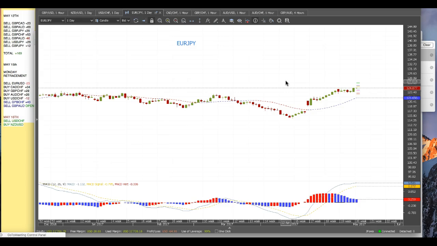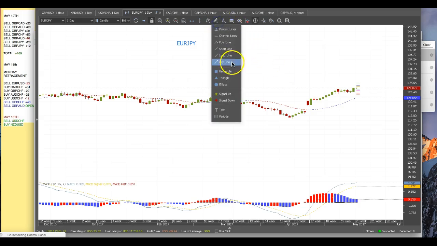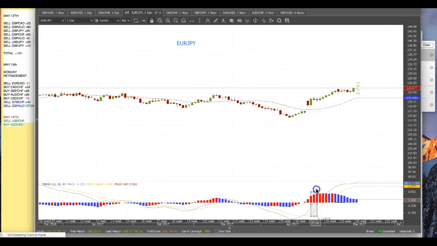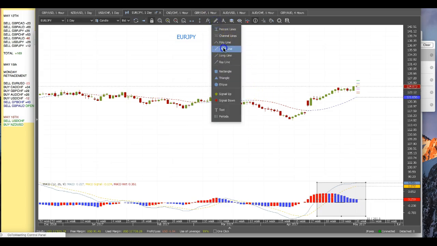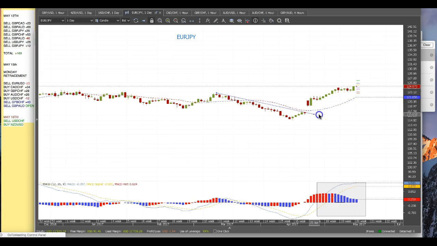A few things I look for. Number one, I look at the MACD indicator. We're looking at Euro Yen, and if you notice, on April 20th, on a daily chart, price broke above the 20 moving average line. So that's basically what we knew, that this currency pair was not in a downtrend any longer.